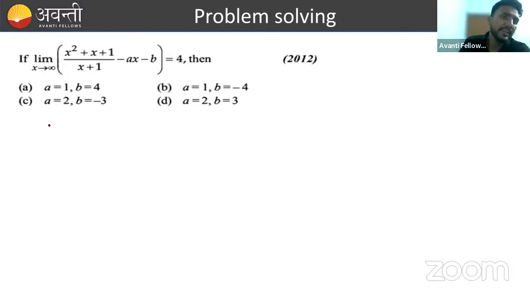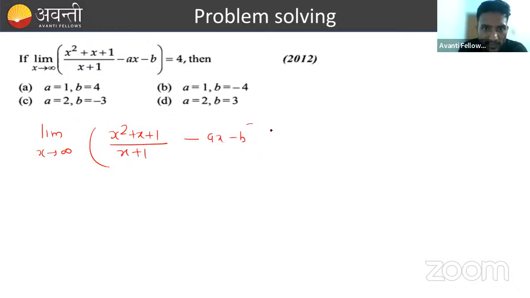This question: limit x tending to infinity of x square plus x plus 1 divided by x plus 1, minus ax minus b, and the limiting value they have given is equal to 4. Then you have to find a and b. In the previous class we have seen that whenever any function is given in rational form, and the degree of the numerator is greater than the degree of the denominator, like here the power is 2 and the denominator power is 1, then if x tends to infinity, the answer will be infinity.